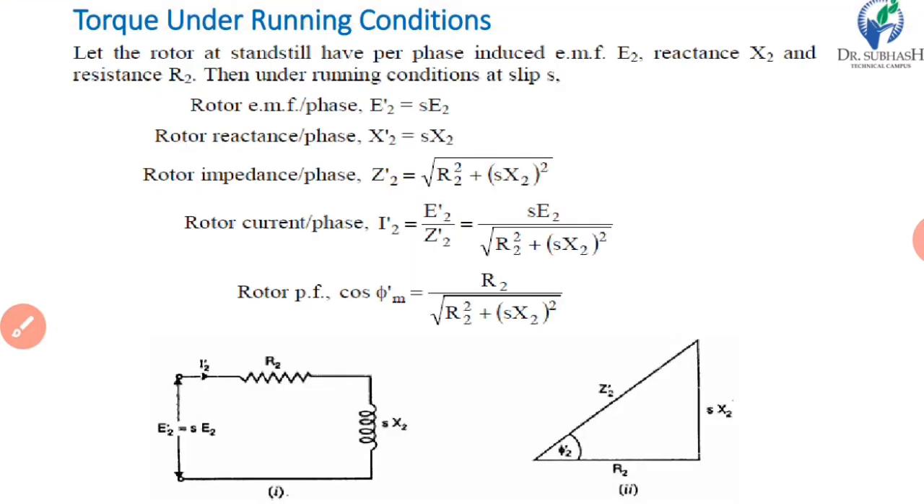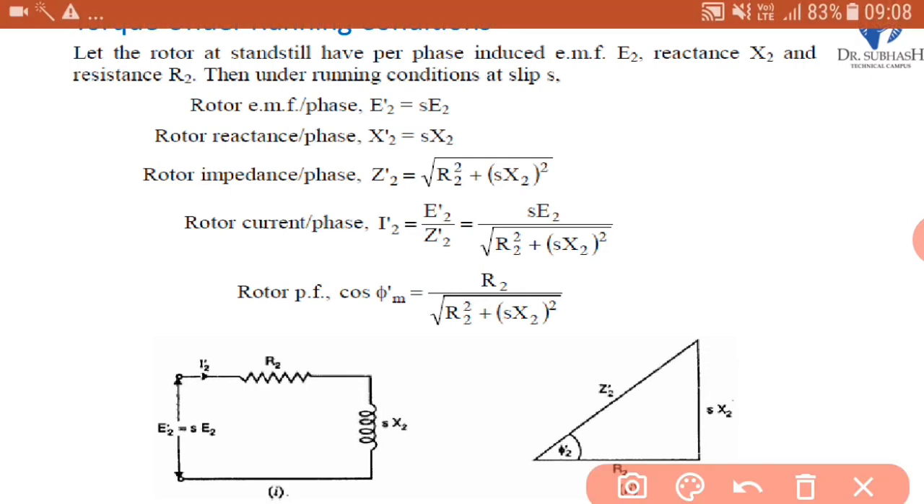Now torque under running conditions. Let the rotor at standstill have per phase induced EMF E2, reactance X2 and resistance R2. Then under running condition at slip S, rotor EMF per phase E2 dash is equal to S into E2. Rotor reactance per phase X2 dash is equal to S into X2. Rotor impedance per phase Z2 dash is equal to under root R2 square plus SX2 square.